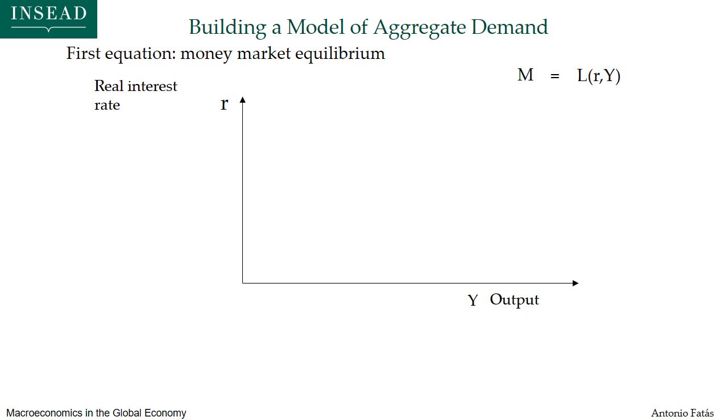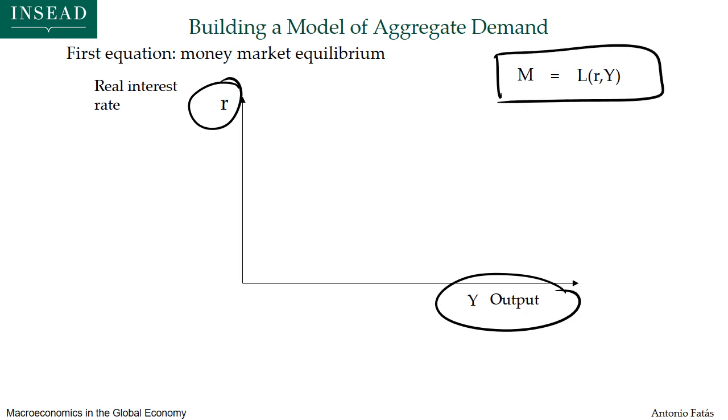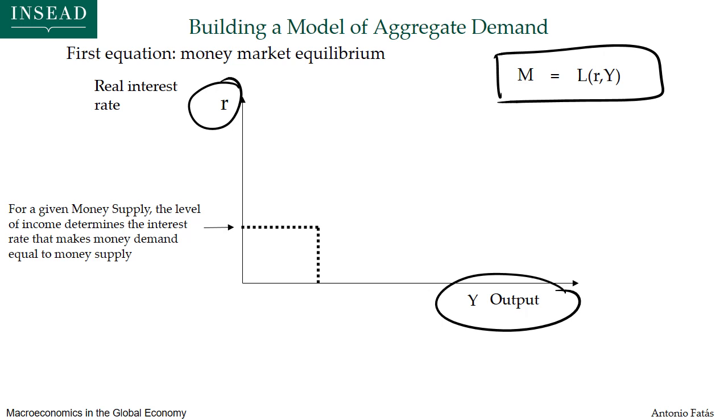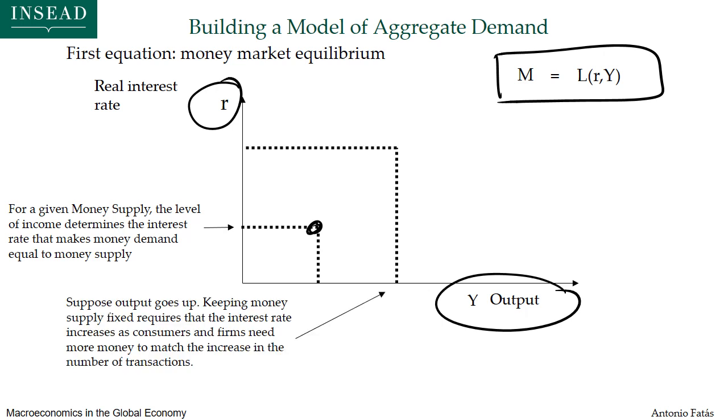Now, to solve the model, let's solve it graphically by representing those equations on a space in which we have the interest rate on the vertical axis and output or GDP on the horizontal axis. First, let's represent the equilibrium in the money market. We're going to do it by picking a point in this space, a point where we know that the money market is in equilibrium. So at that point, money supply is equal to money demand. And then we simply move one of the two variables. Let's say we move output.